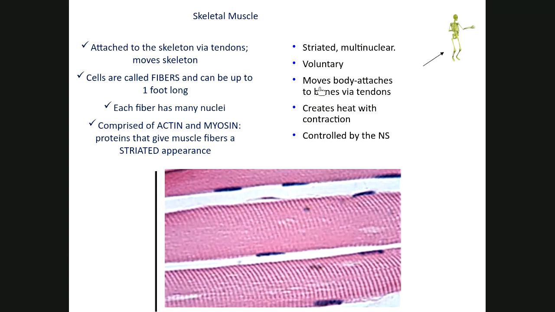So the function of skeletal muscle is that it connects to the skeletal system, and when it contracts, it'll move the body. It also has the ability to create heat, and it's controlled by the nervous system. So if we look at these striations, the striations are made up of proteins that are called actin and myosin, and that's why they appear striated in this image.